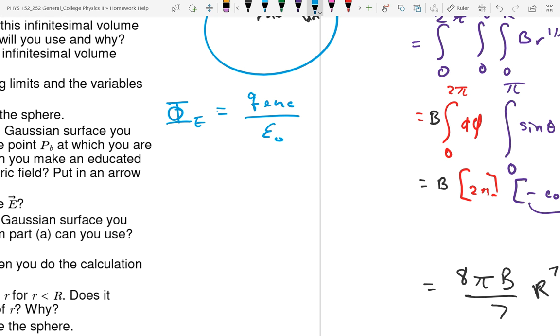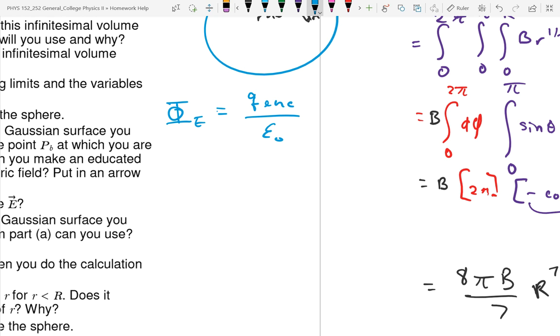Your Gaussian surface needs to be a surface that matches the symmetry. Remember I talked about this last week: either the electric field is parallel to the area and constant on the surface, or the electric field is perpendicular to the area. For spherical symmetry, since the electric field goes in or out, the only shape that could possibly have that is the sphere that's concentric with our sphere. So your Gaussian surface is going to be a sphere within the sphere of radius lowercase r.